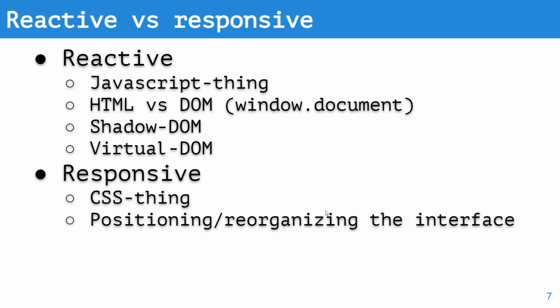Now, cascading style sheets do get into styles, but if we're talking about the responsive part, we're talking about positioning and reorganizing the interface. So when you flip from portrait to landscape on your phone, or you go from a big screen to a small screen, and instead of having the table and the map side by side, maybe we put the map above and the table below, right?